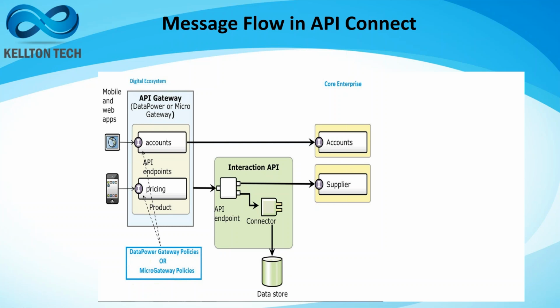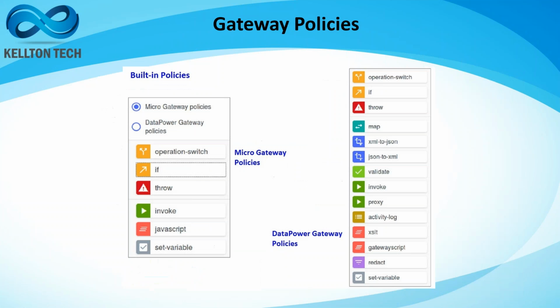These are the various gateway policies that are offered with these two gateways, the micro gateway and the DataPower gateway. Of course, the DataPower gateway has a rich set of features and policies available. You can also have user-defined policies, wherein the user can create their own, and they would be available in the palette for usage in the flows.